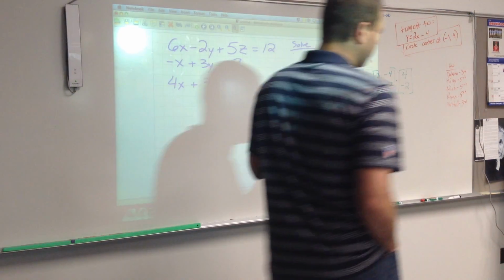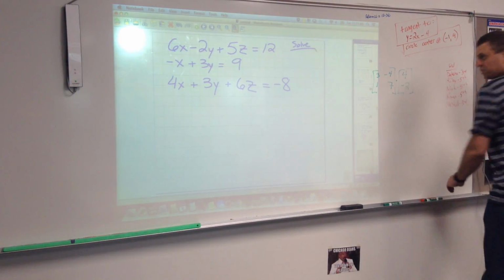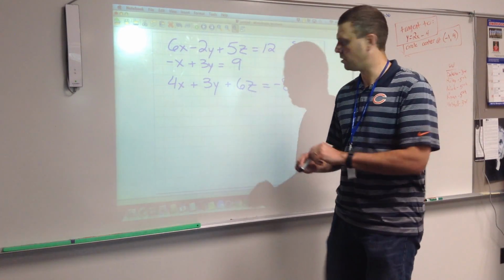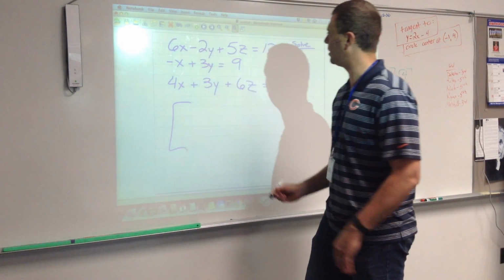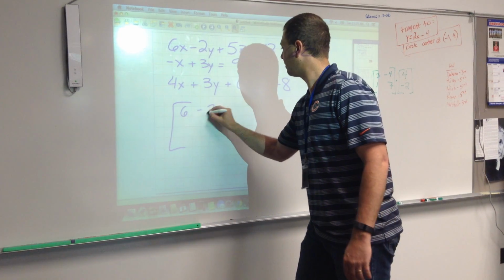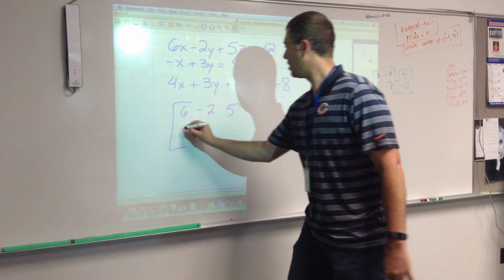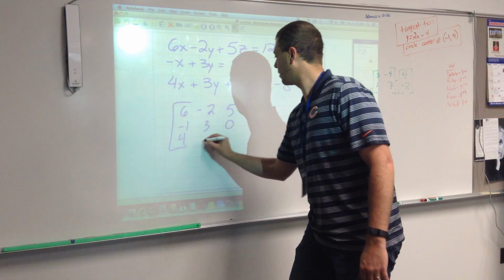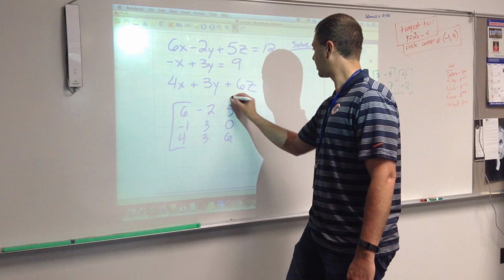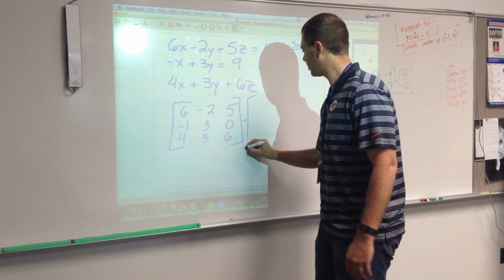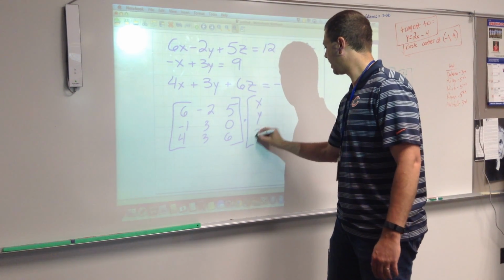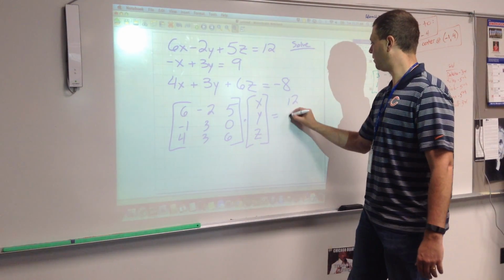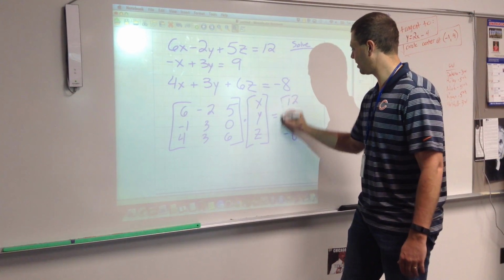Some of you won't even need to write this part out, but let's say we wanted to change this from a system of equations to a matrix equation. Okay? It would look something like this: 6, -2, 5, -1, 3, 0, 4, 3, 6, times x, y, z equals 12, 9, -8.